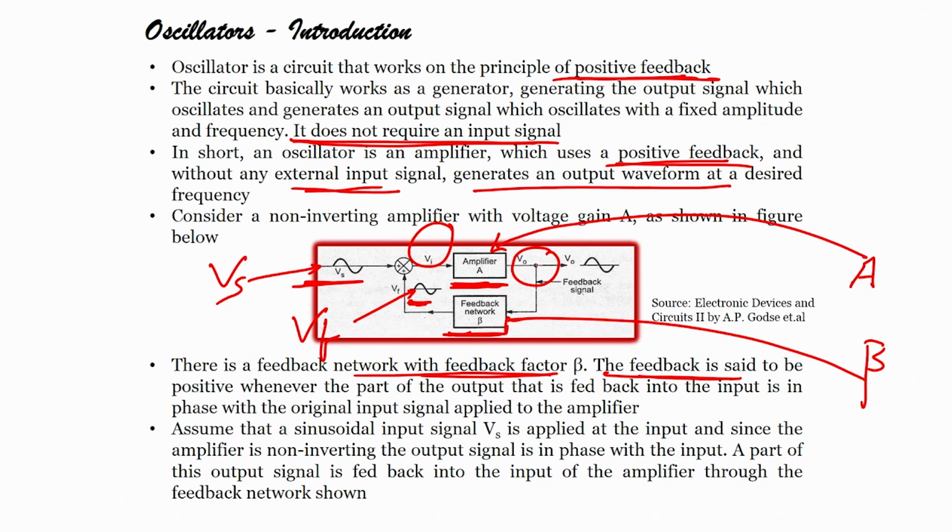Then we have the amplifier, and we have the output voltage. This output voltage is fed back to the feedback network and that goes back to the input signal, right. Easy, very easy, super easy.